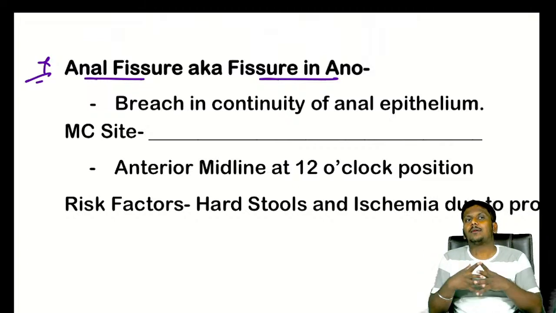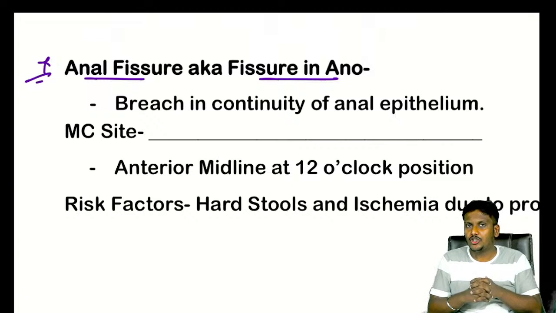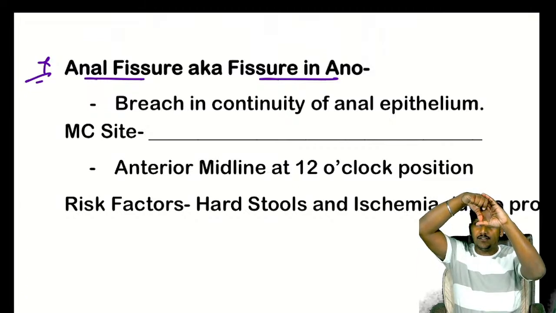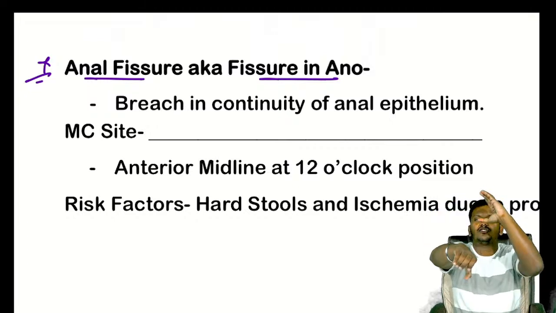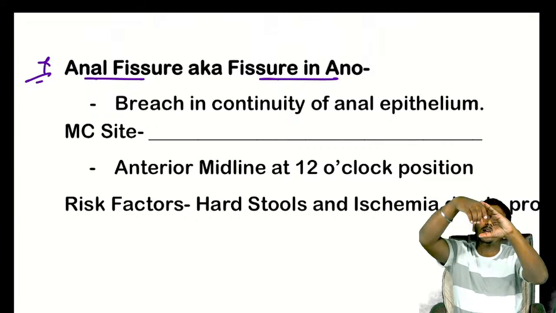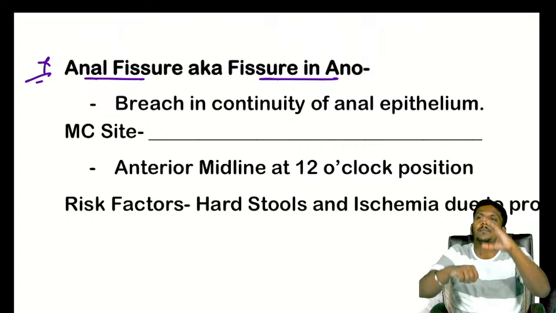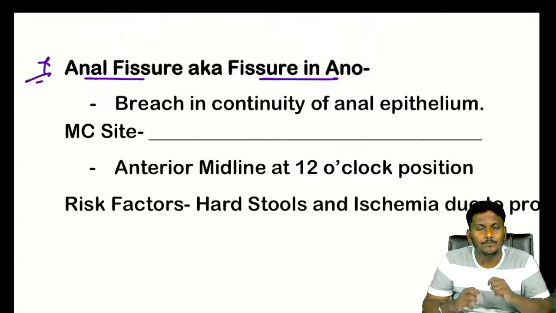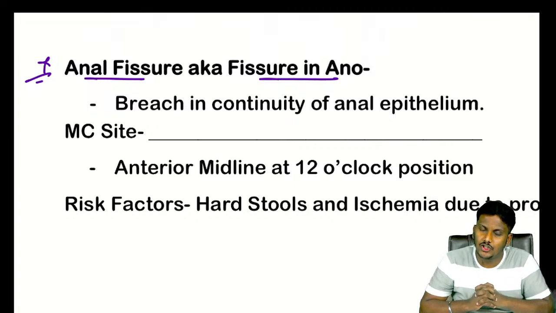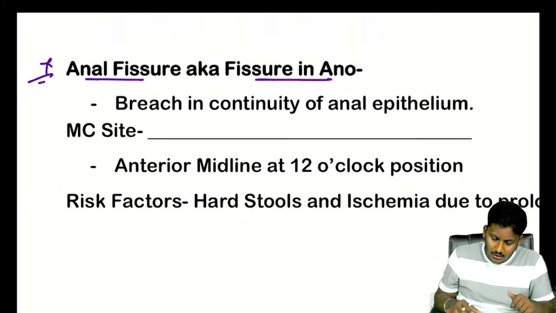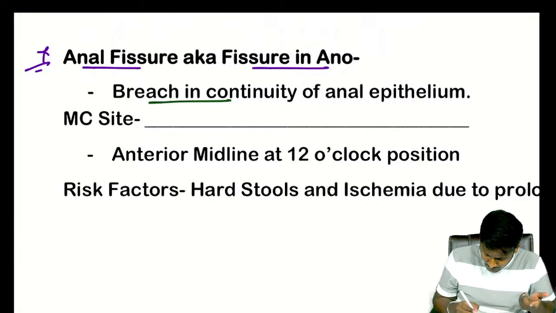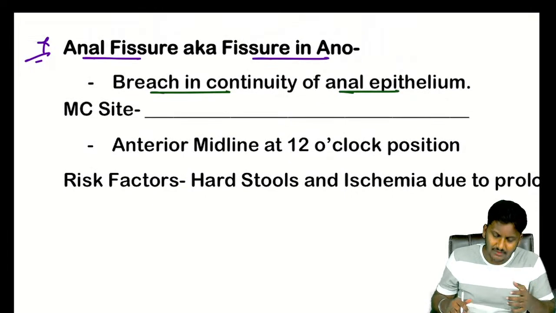Why? For example, the patient was having chronic constipation and due to that there were hard stools, beta. And as the patient was passing these hard stools, they have actually injured the anal epithelium, beta. Due to that injury of the anal epithelium, the patient is having a crack in the posterior wall of the anal canal, beta. This is what is called an anal fissure or a fissure in ano. Clear? So anal fissure is nothing else but a breach in the continuity of the anal epithelium, beta, that is a cut.